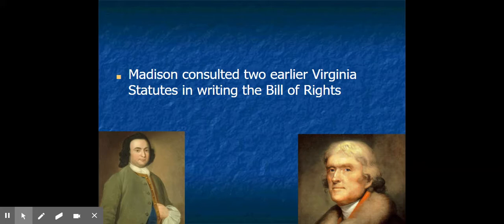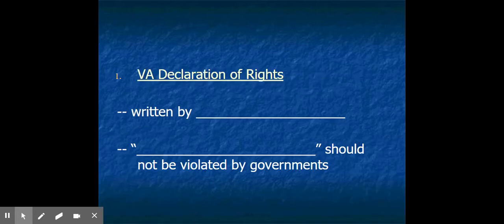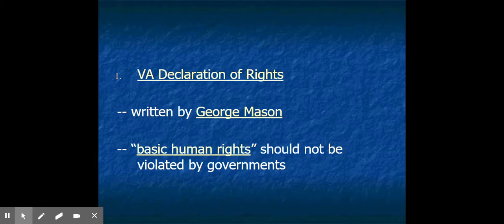Now, those two statutes that he went to, remember, one was the Virginia Declaration of Rights, written by George Mason. Mason, brilliant legal mind, just a very, very smart person. And in the Virginia Declaration of Rights, it says basic human rights should not be violated by governments. And we talked about this.